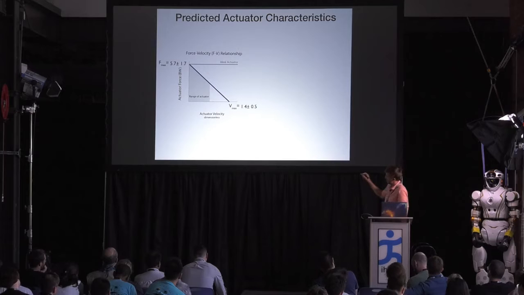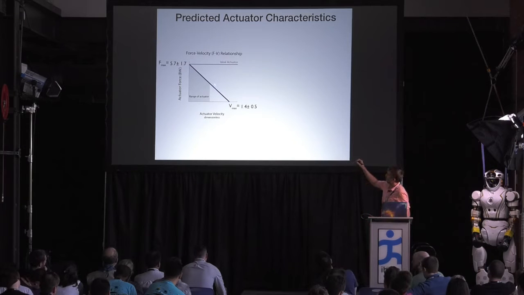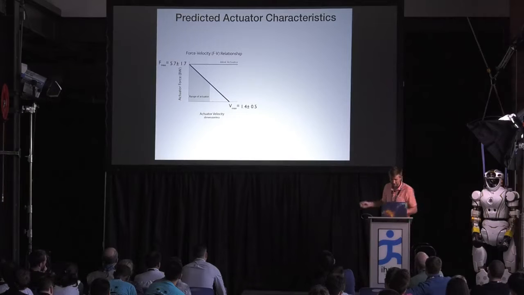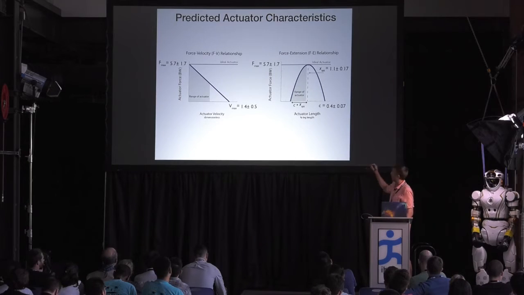To get a better intuition on the Vmax, we look at the range at which people are operating. As you can see, they're at a point where they're losing a lot of force compared to the ideal actuator because of this relationship. We also identify the force-extension parameters, the ideal operating length and the parabolic width, as well as the range at which people operate.